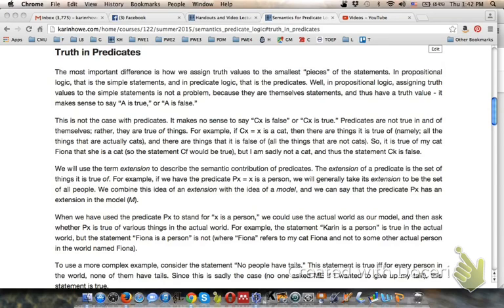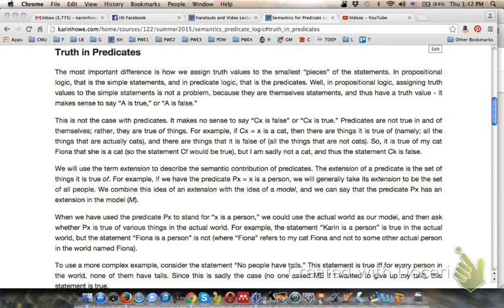Well, in propositional logic, assigning truth values to the simple statements is straightforward, because they are themselves statements and thus have a truth value. It makes sense to say A is true or A is false. However, in predicates, it doesn't make any sense to say Cx is false or Cx is true. Predicates are not true in and of themselves. Rather, they are true of things.